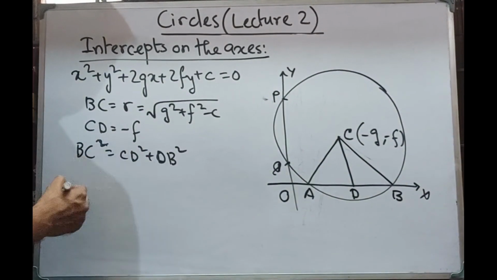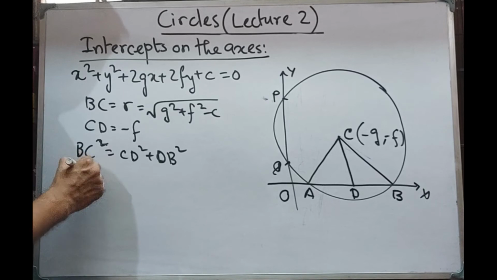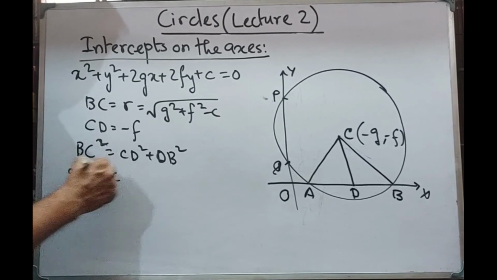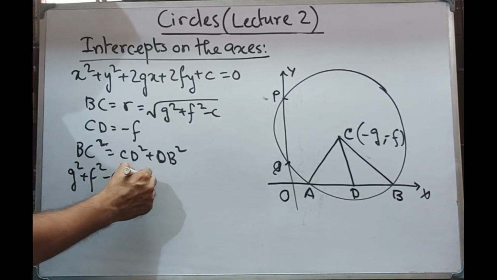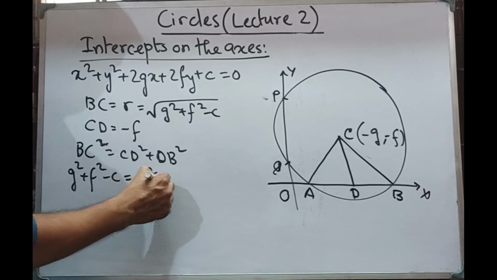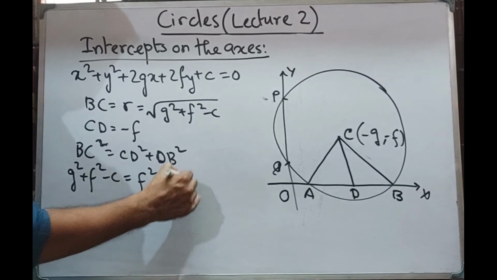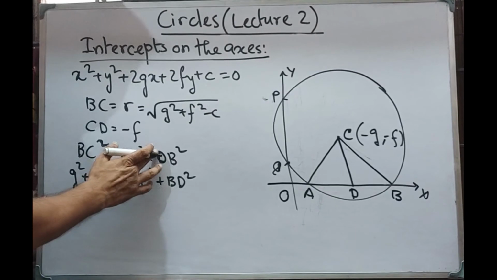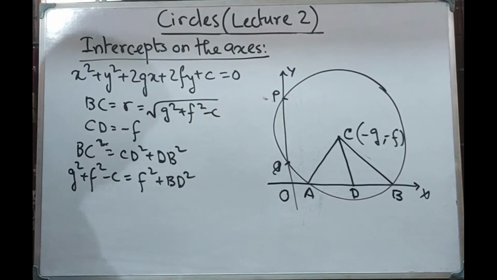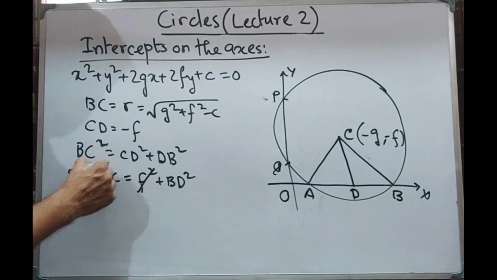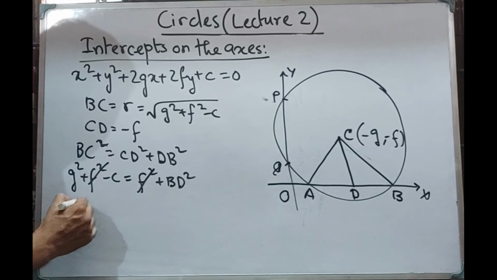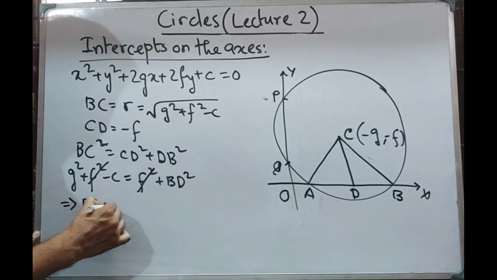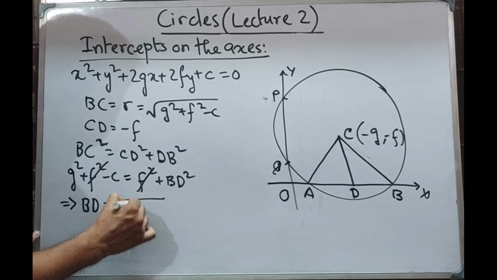And if I put the values here, we will see that it is g square plus f square minus c, and CD square is f square, and BD square we need to find. So from here this will cancel out. So we will get BD as root over of g square minus c.